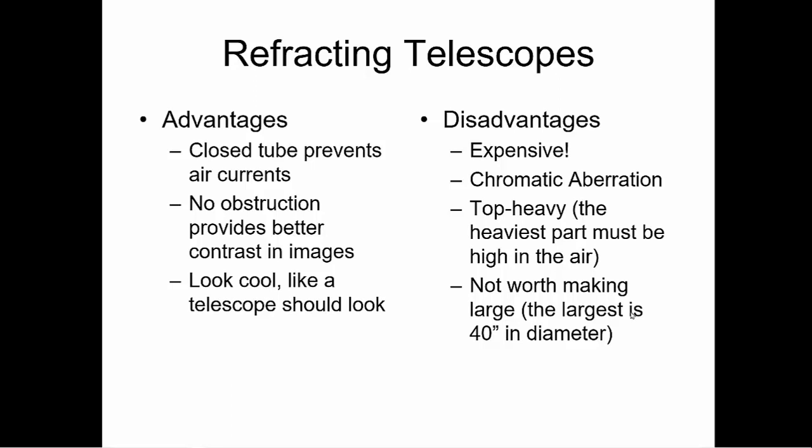But it would be out of the range of an amateur astronomer, unless he was really wealthy, to build a 40-inch diameter refracting telescope. And glass absorbs light. There's just kind of no way around that. Those thick pieces of glass you're going to have on your objective lens will absorb some of the light.